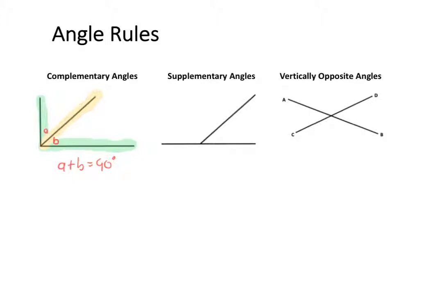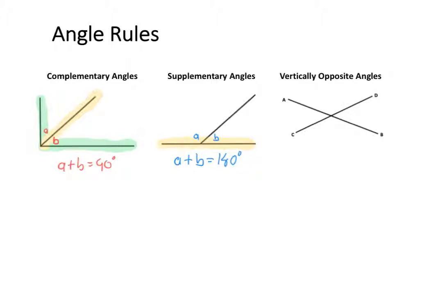The second rule we're going to have a look at is supplementary angles. And this time we're looking at two angles that form a straight line. So similar to complementary angles, angle A plus angle B is going to add up to 180 degrees. So if we know the value of A, but we don't know the value of B, we can go 180 subtract our known value, which will give us the value of our second angle.